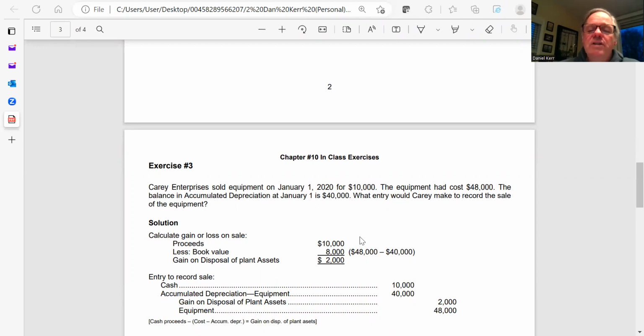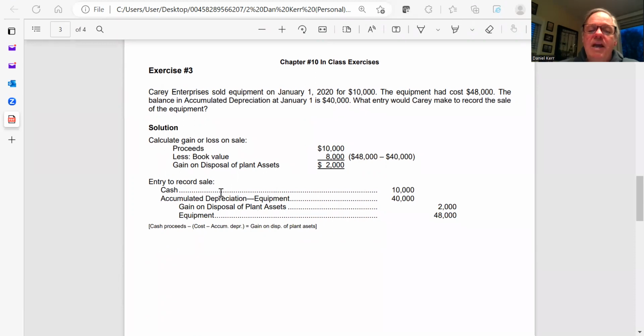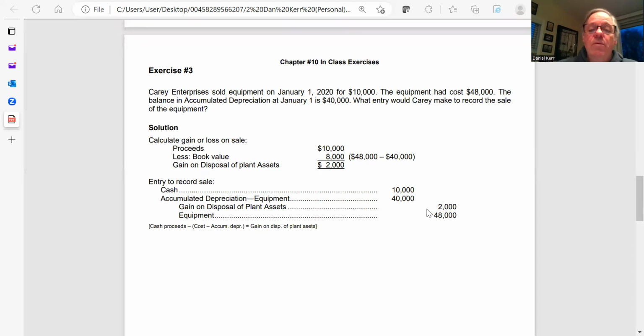So whenever you have to dispose of an asset, you always are going to debit cash for the amount of cash that is going to be received. You're going to debit accumulated depreciation for the depreciation that was taken in earlier periods, which in this case was $40,000, and you're going to have to credit the equipment at its full original cost. The difference is always going to be a gain or a loss. So in this particular case, since the proceeds exceeded the book value by $2,000, we have a $2,000 gain.